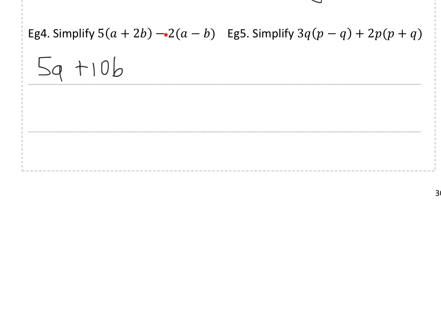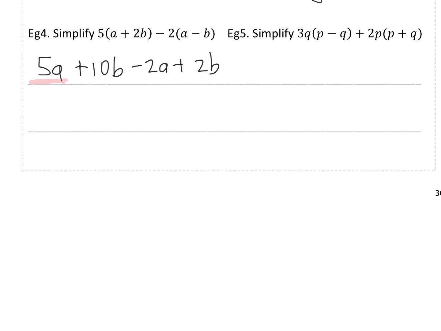Then we've got minus 2 times a. 2 times a is 2a. So minus times a positive is a minus. And minus 2 times minus b. Well, 2 times b is 2b. And then a negative multiplied by a negative is a positive. So plus.